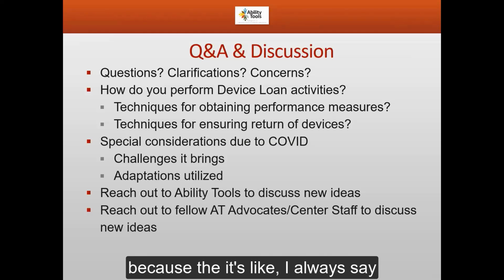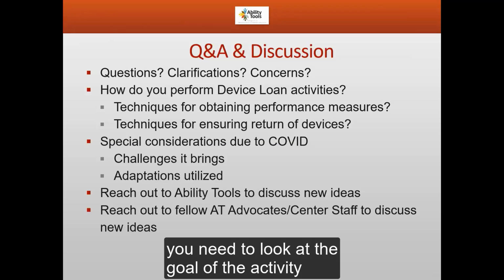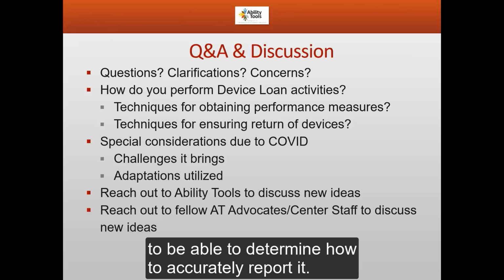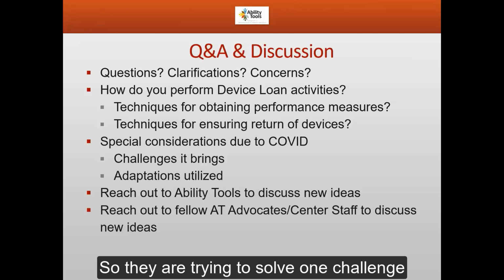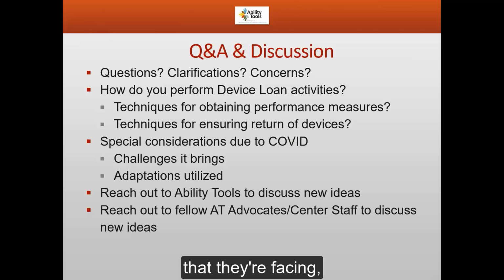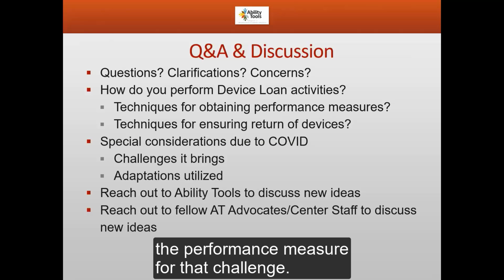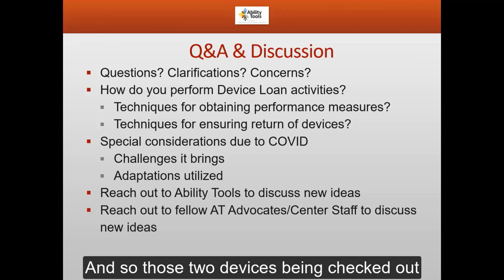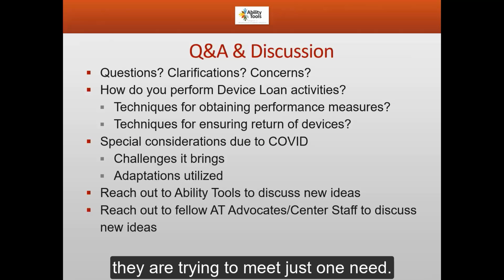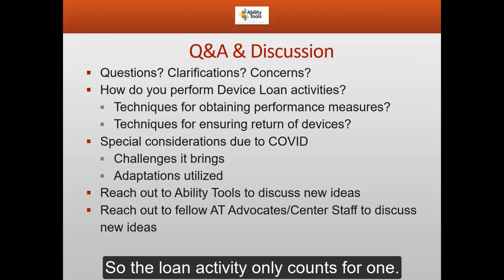it's like I always say, you need to look at the goal of the activity to be able to determine how to accurately report it. So they are trying to solve one challenge that they're facing, and you're going to be recording the performance measure for that challenge. And so those two devices being checked out, they are trying to meet just one need. So the loan activity only counts for one.